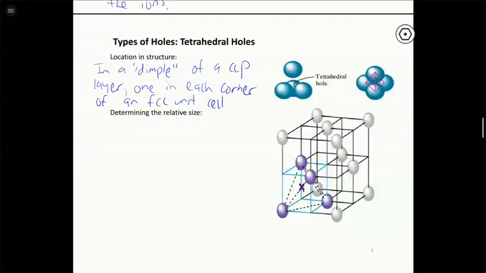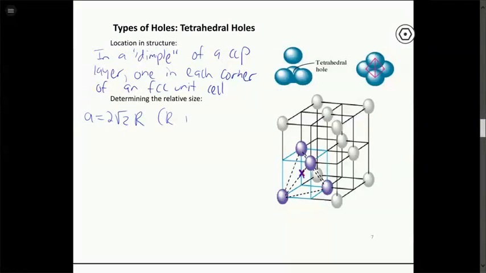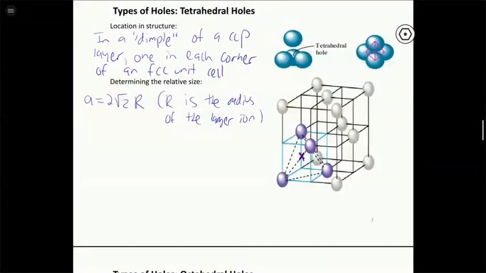So determining the relative size of this hole: how big is it compared to the size of the larger ions? Remember that the larger ion is going to be occupying the face-centered cubic positions. We want to know how big of another ion we can squeeze in there. From earlier, we know that the side length for a cubic close packed structure is 2 times radical 2 times R. We're going to use capital R to abbreviate the radius of the larger ion. And again, these derivations aren't so important for you to be able to reproduce, just to help you understand where this all comes from.